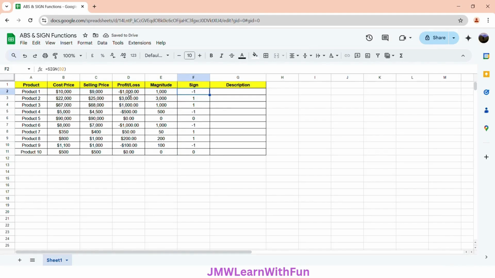We see that wherever we get a negative profit or loss, the SIGN function returns -1, wherever we get a positive profit or loss, the SIGN function returns 1. And wherever we get 0 profit or loss, the SIGN function returns 0.